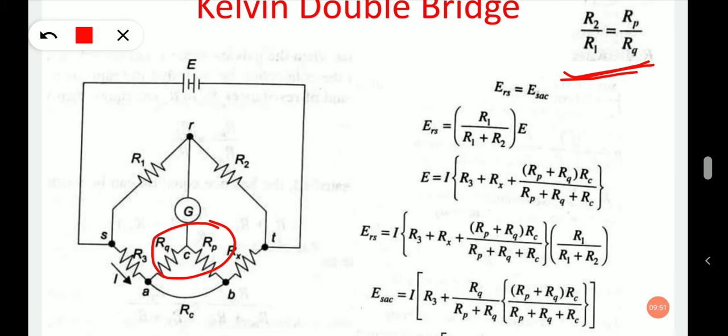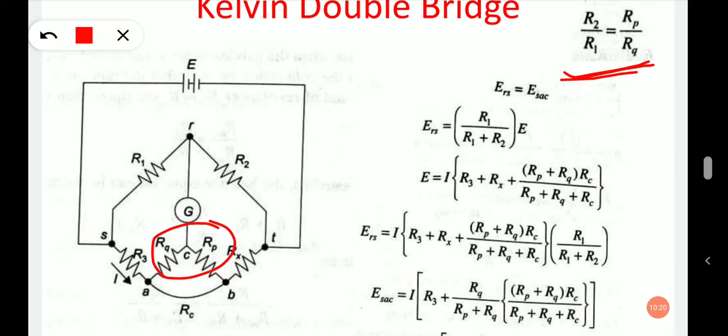The balance condition for the circuit is attained when the potential at point R is equal to the potential at point C. In other words, the potential difference between points R and S must be equal to the difference between points S and C to achieve the balance or null condition of the meter.